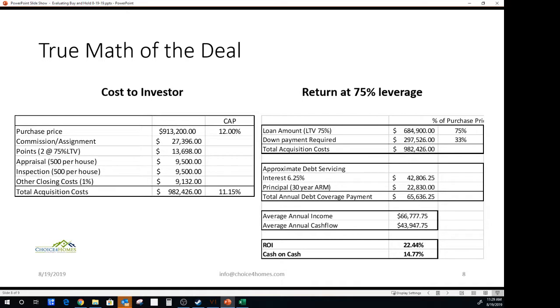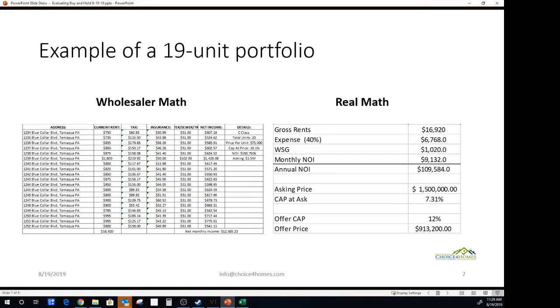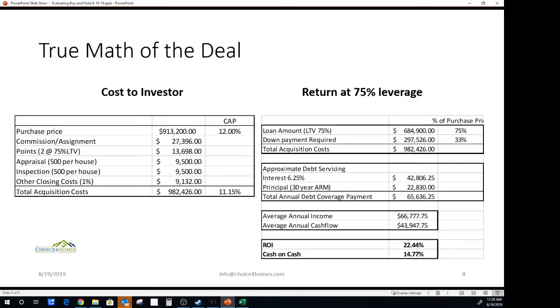What does that mean? It means that if your net operating income from a prior page was 109, then 109 minus 65 gives you about 66,000. Going back for a second: average annual income would be your net operating income, 109, minus your interest expense, just the expense portion of the payment, and that gives you 66,000 a year.